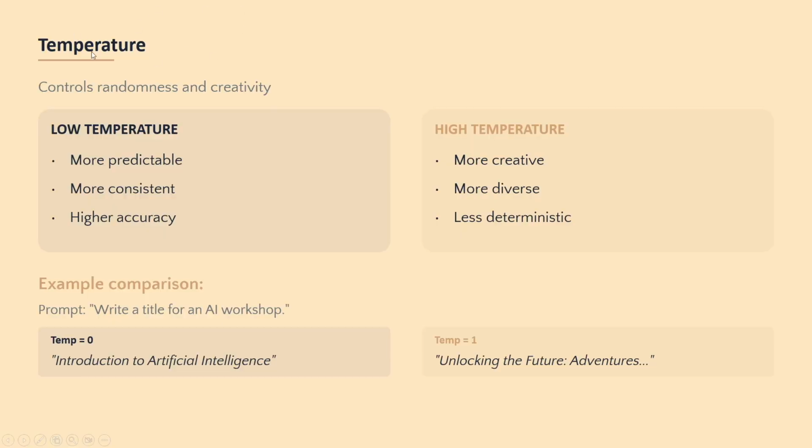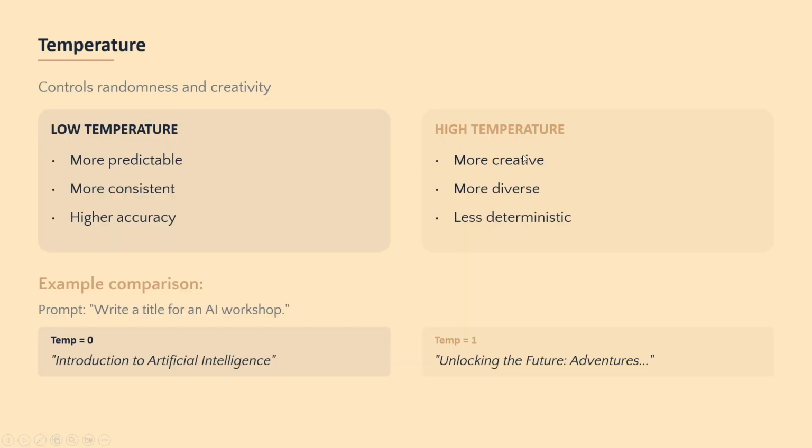Another jargon is temperature, which controls randomness and creativity. Now we will deal with temperature. Temperature goes from 0 to the higher side, and if it is towards the higher side, it would be more creative, more diverse and less deterministic.